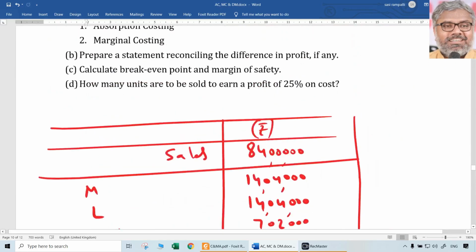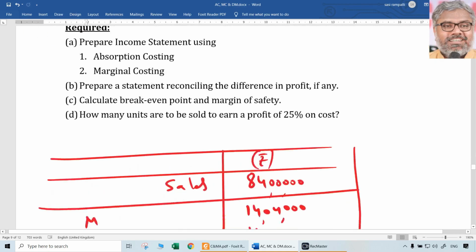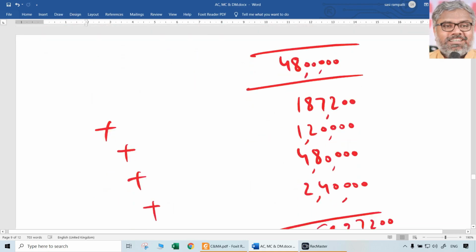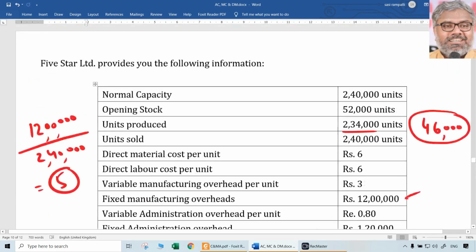Sales is there, which is 84 lakhs. But to this, only variable costs we have to add. Only variable manufacturing overhead to be added. So 3 into 234,000, 7 lakh 2,000. We already know that. Only variable parts we have to pick. We have to exactly pick that.